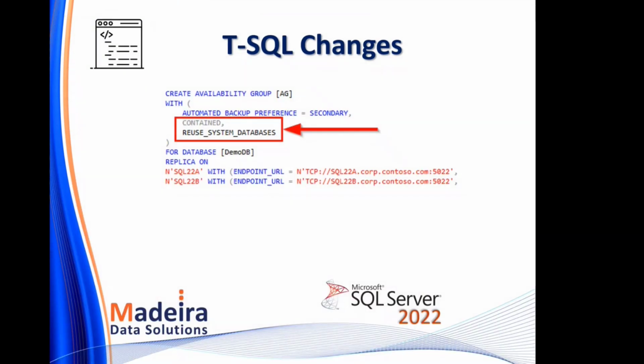We also have an equivalent change in the T-SQL commands for creating an availability group. You can use the additional options, again, contained and optionally reuse system databases. By the way, if you do not enable reuse system databases and those system databases exist, they would be recreated from scratch.